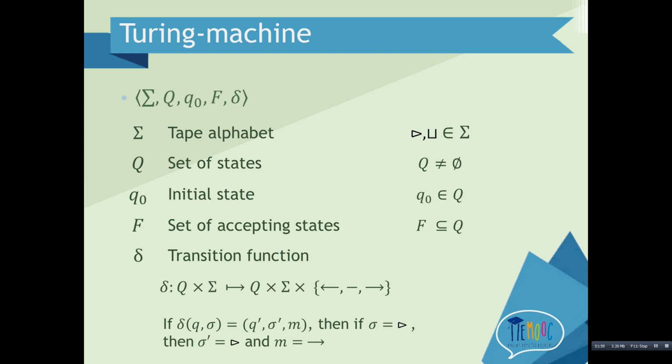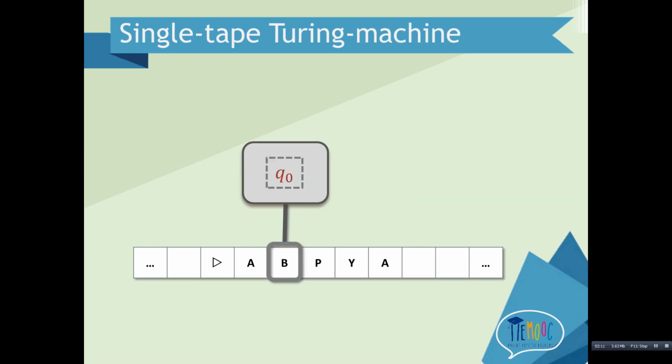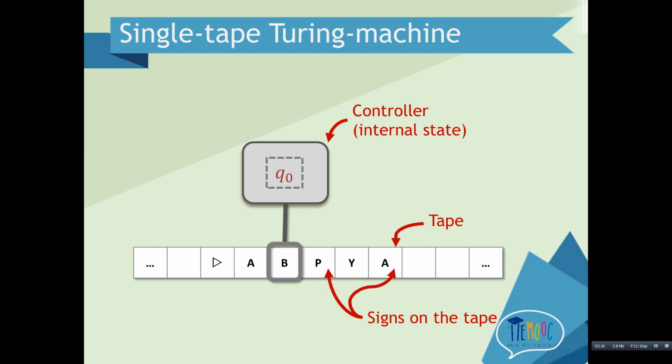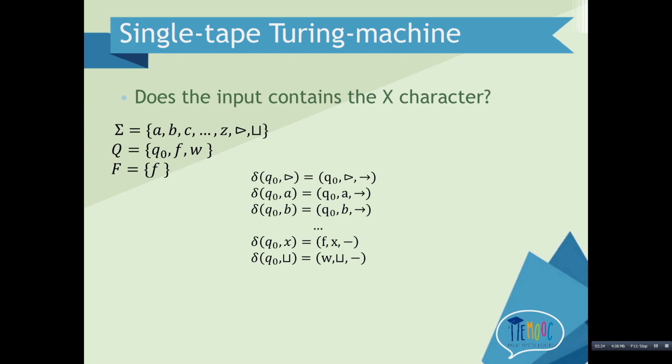We have 2 limitations for the transition function. We cannot write the start symbol, and from the start symbol we can only move to the right. So the Turing machine has a controller with the internal states, a tape with the symbols, and a read-write head. Let's see an example.